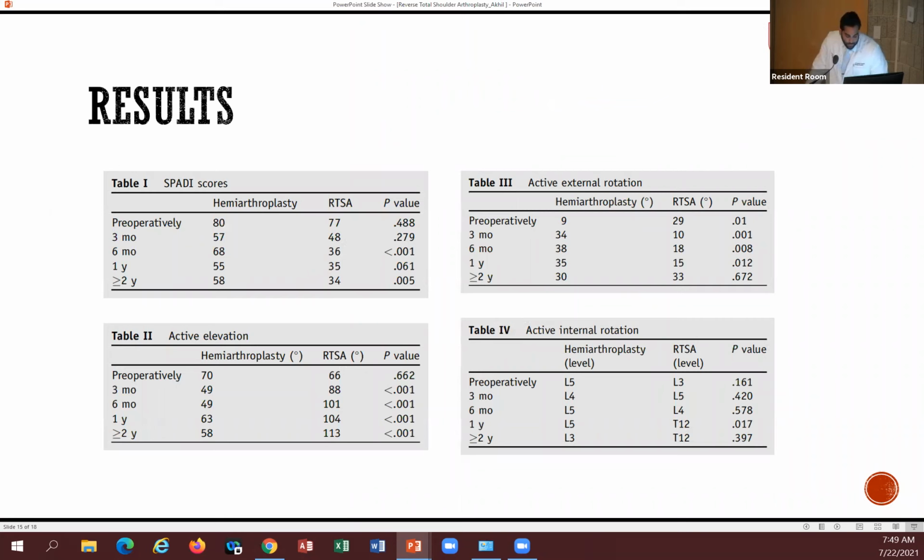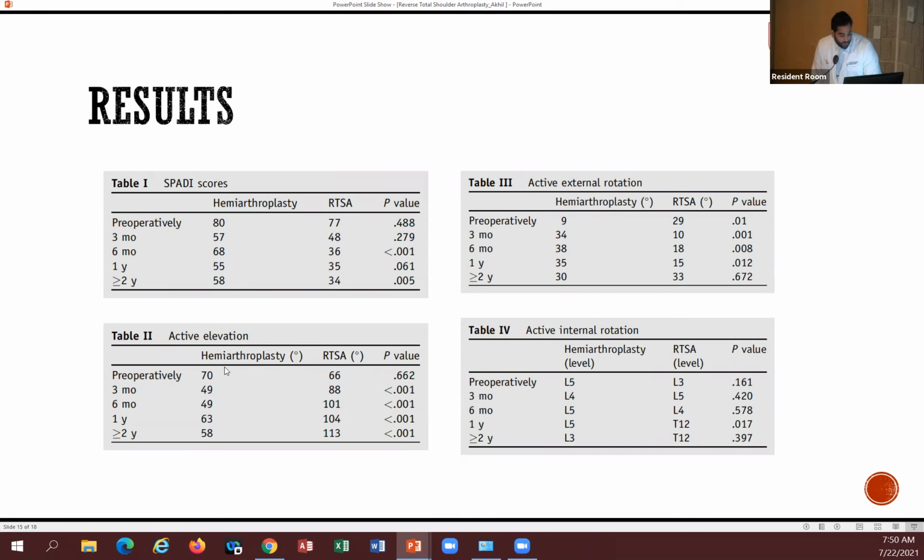And in terms of the main takeaway from the results as broken down here, there were no significant differences in pre-op index scores between the hemi group, sorry, let me move my mouse, between the hemi group or the reverse total group. However, post-operatively, the index score improved significantly at 6 months and also stayed improved beyond the 2-year mark.